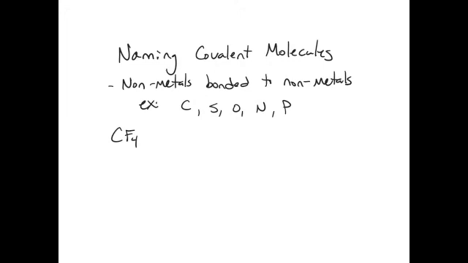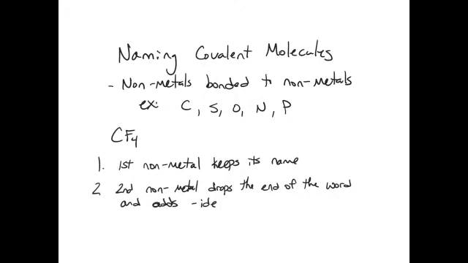Here's an example. Take CF4. Now, the rules for naming covalent molecules are quite simple. The first element, the first nonmetal, keeps its name. So in this case, carbon remains carbon. Now the second element drops the ending and adds IDE, similar to a basic ionic naming. So in this case, it would be fluoride. Fluorine becomes fluoride. Now, so far, this doesn't set itself apart from ionic in any way, really, except for this last thing.